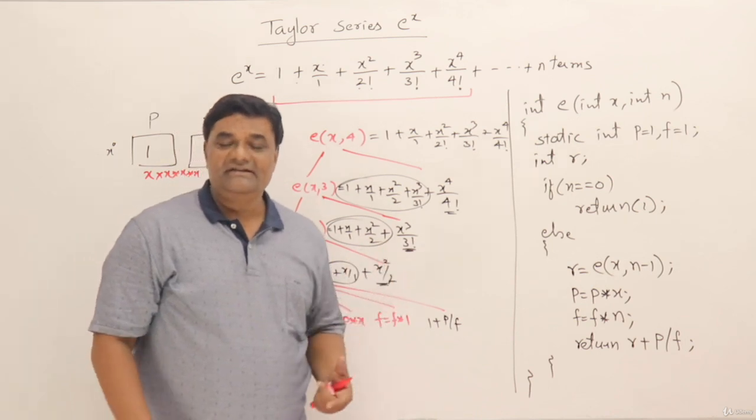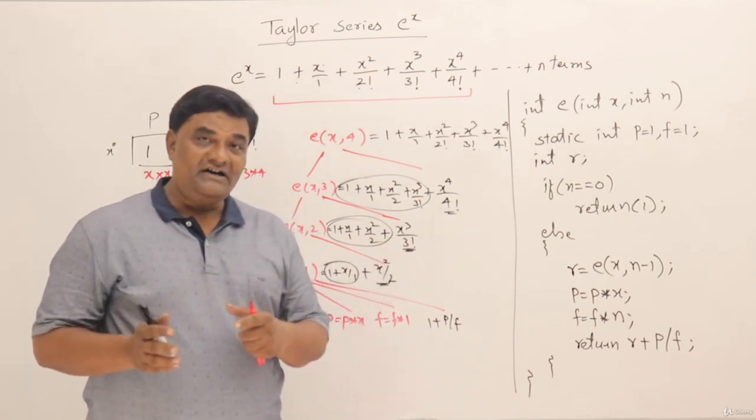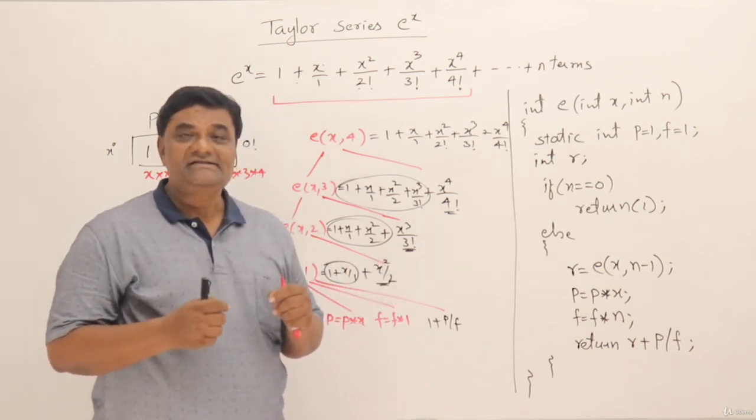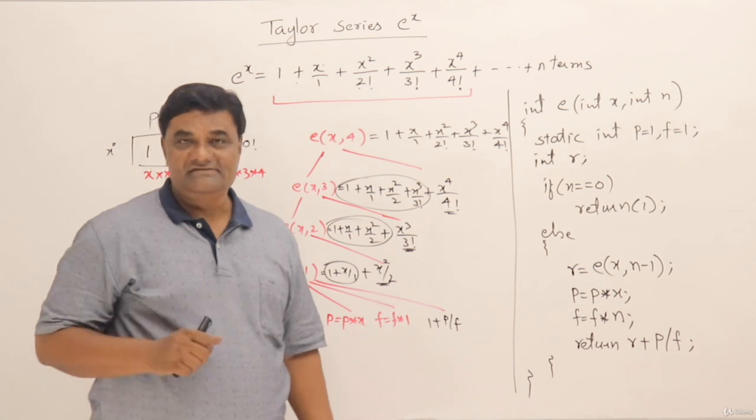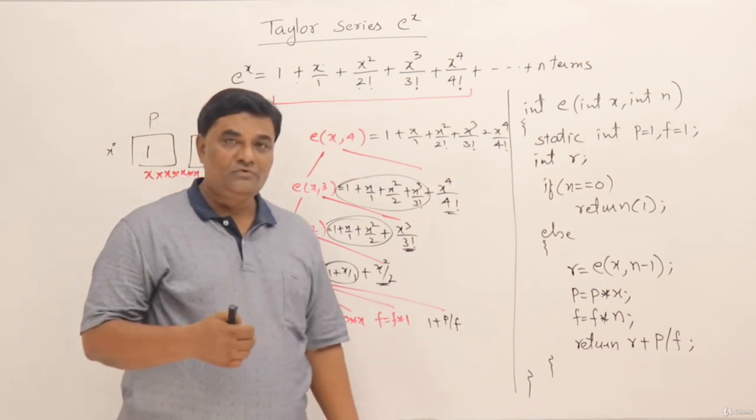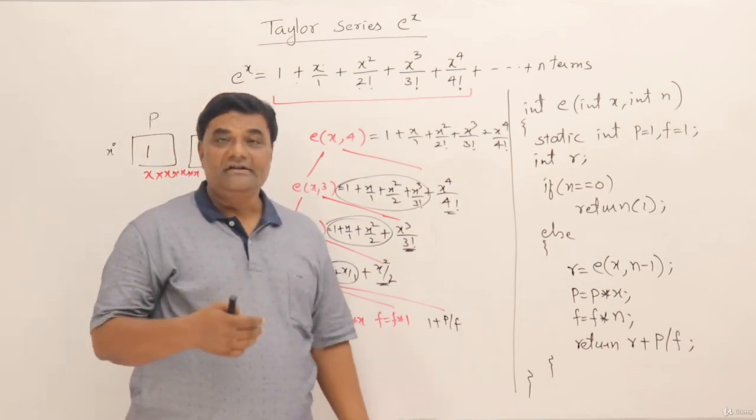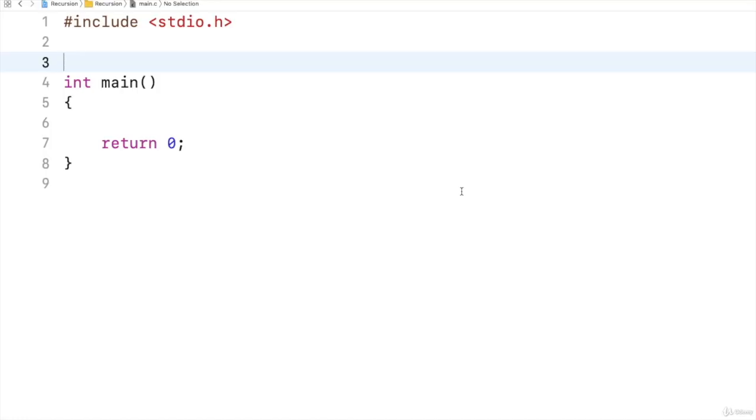For the same Taylor series, we'll look at one more approach, which is a faster method and takes fewer multiplications for getting the result. I will show you the approach and also write a recursive function for that one. In this video, I will implement a function for Taylor series, that is finding e power x, that we have already seen in the previous video. I will write a function and give you a demo of that function.